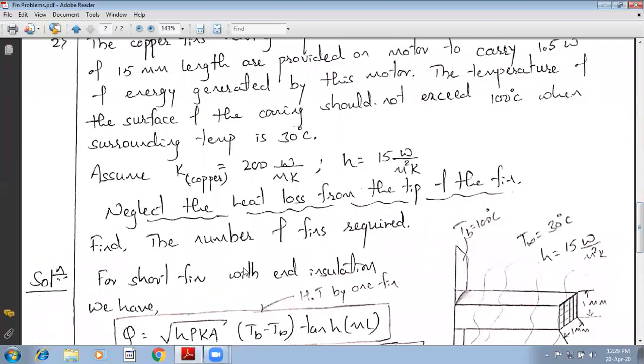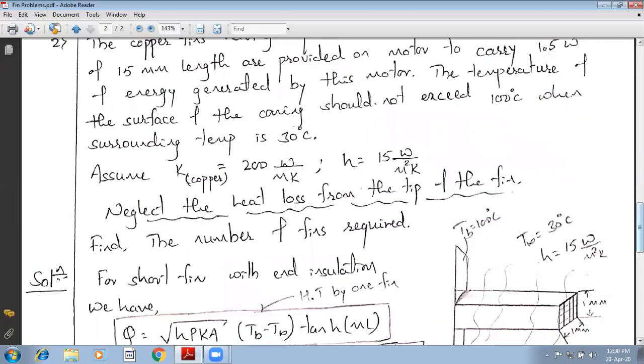Assume the thermal conductivity of copper as 200 watt per meter Kelvin. h is 15 watt per meter square Kelvin. Neglect the heat loss from the tip of the fin. This is a hint: we can consider the fin to be tip insulated. Find the number of fins required.